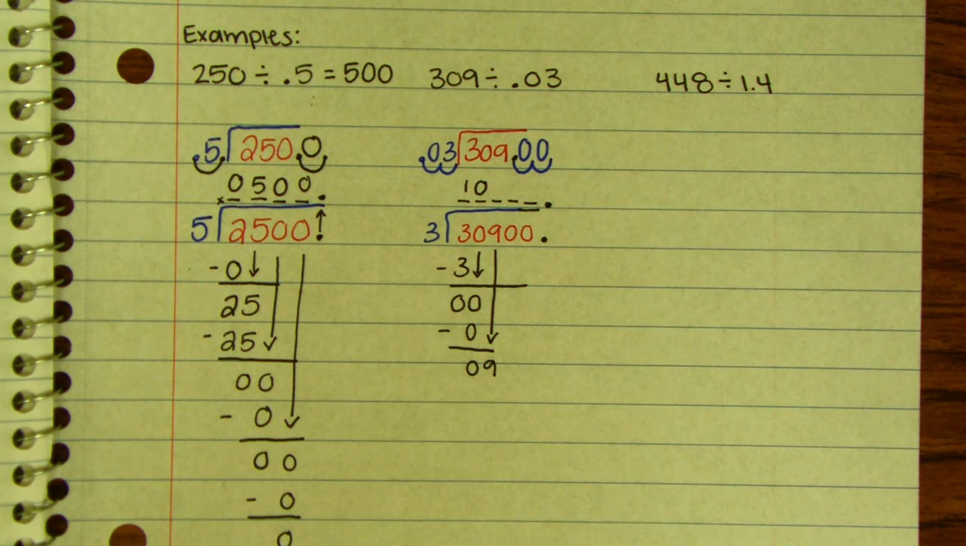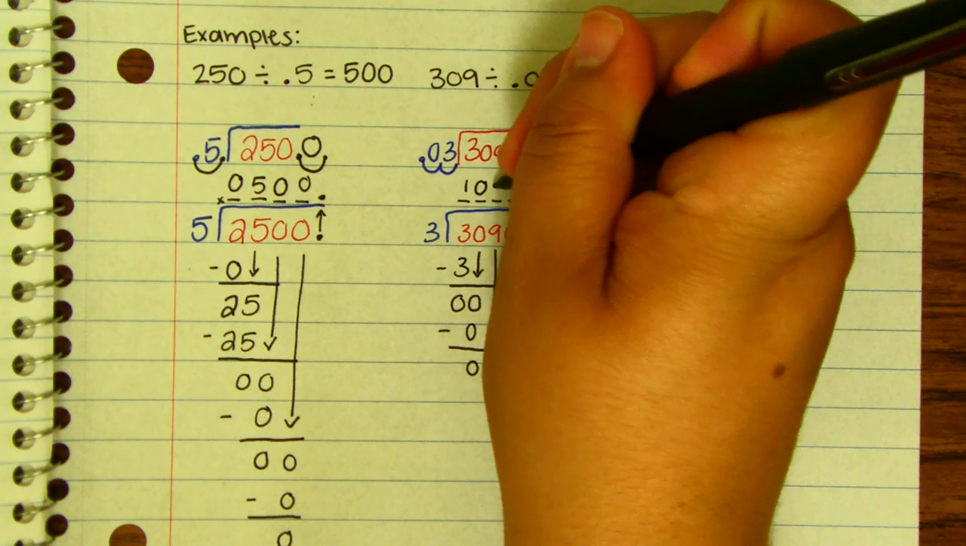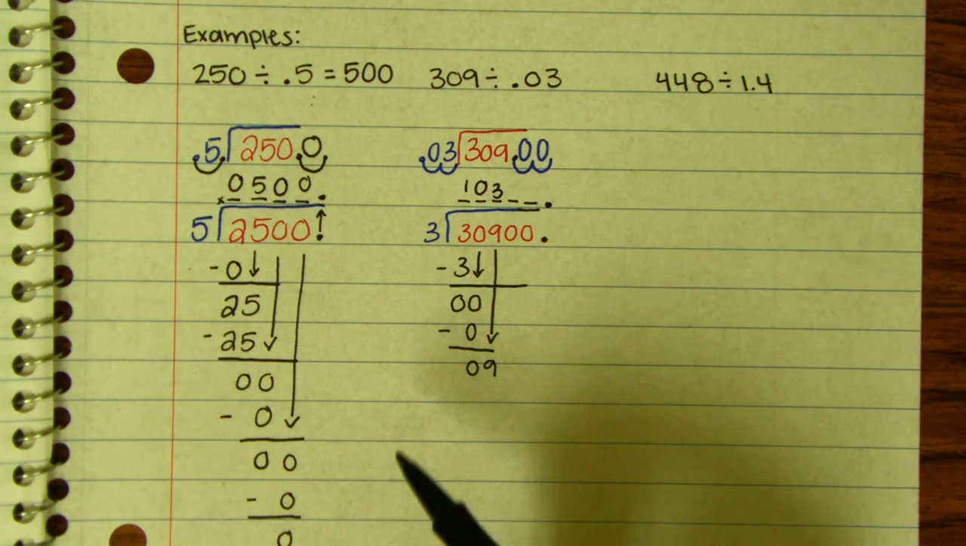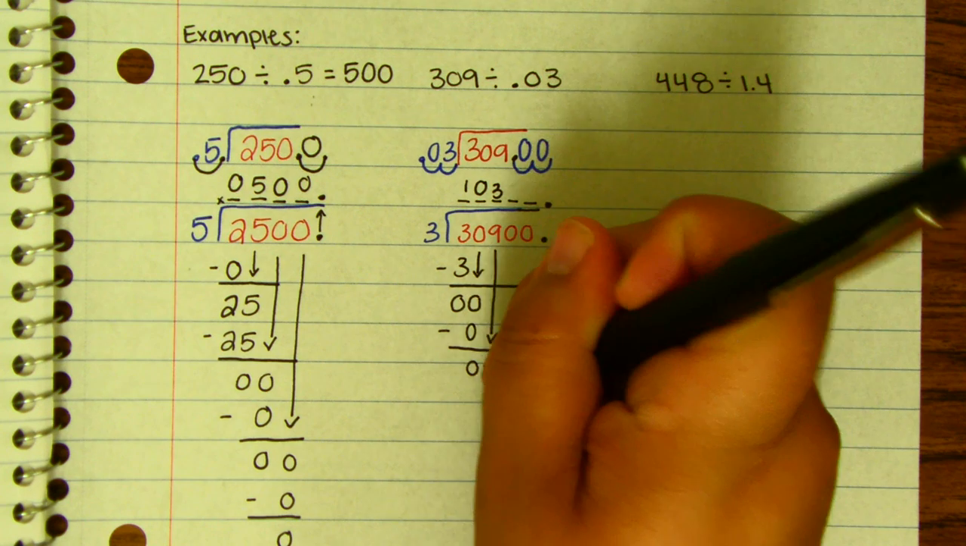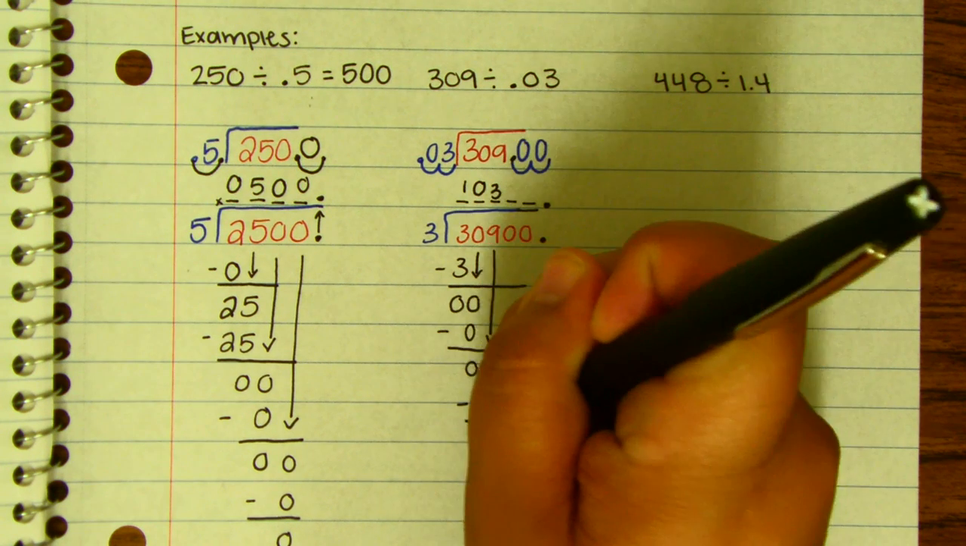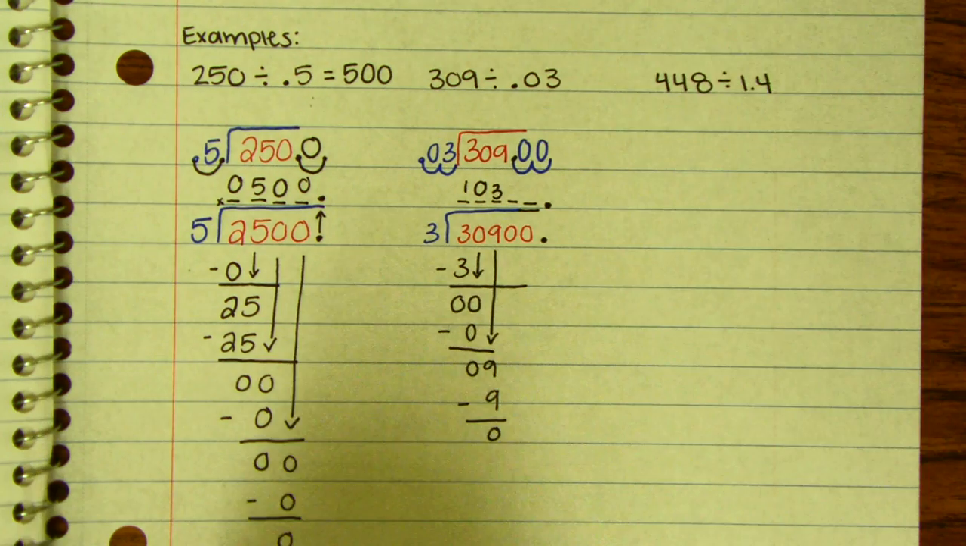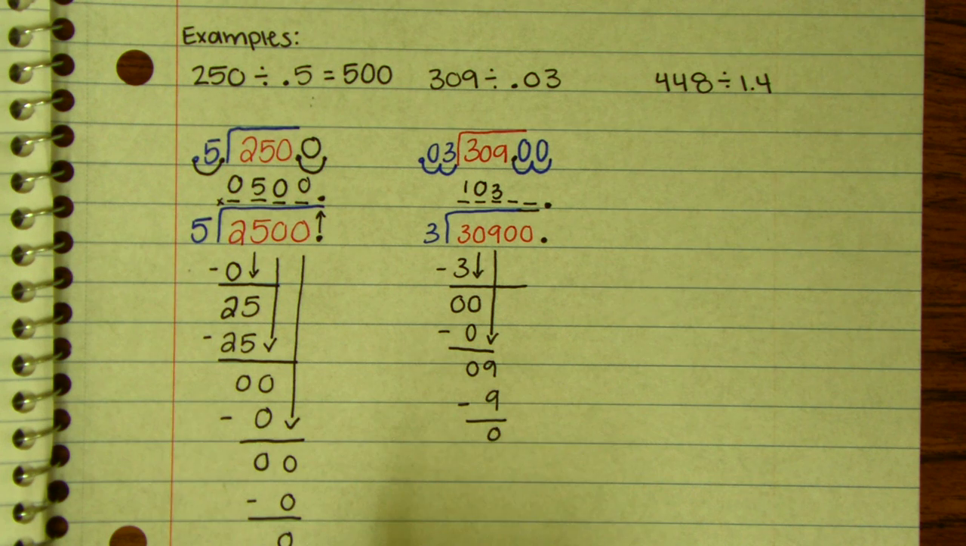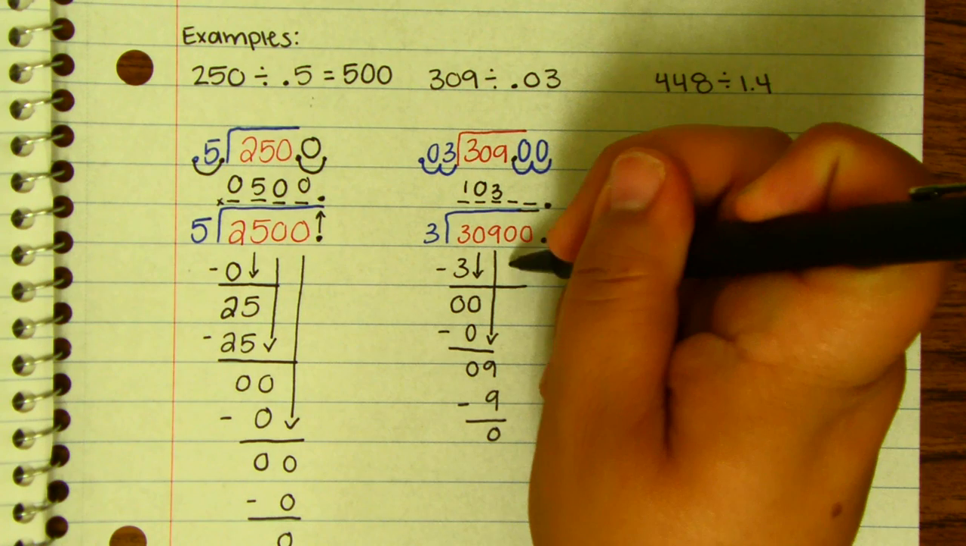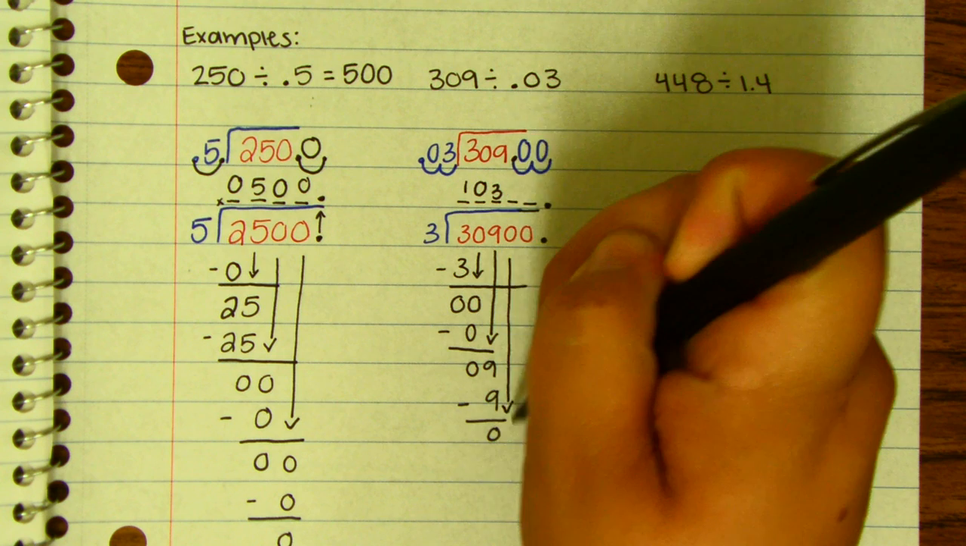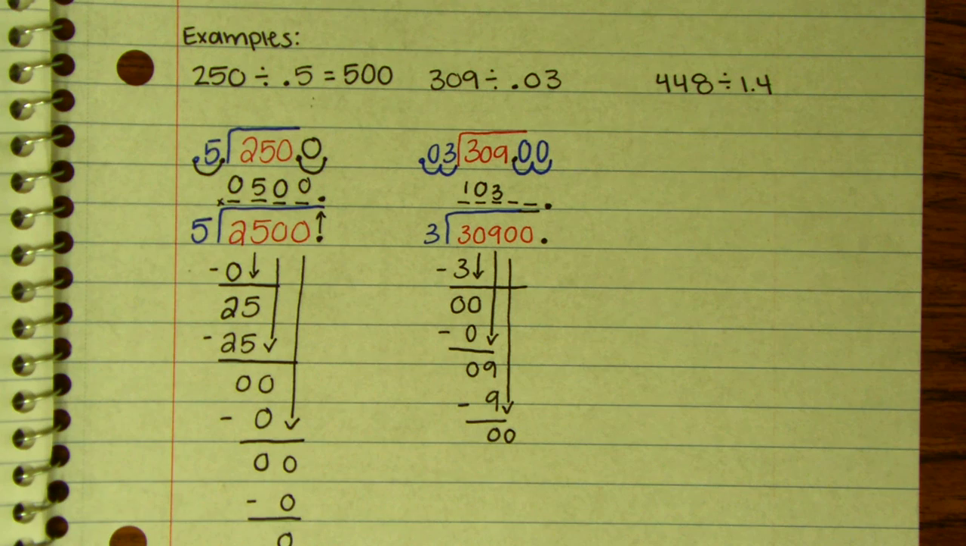3 times 3 gives me 9. So 3 times 3 is 9. I write 9 down below. I subtract and I get 0. I can't stop though because I still have 2 more spaces I got to fill. Even though they're zeros, I still have to fill up the spaces.